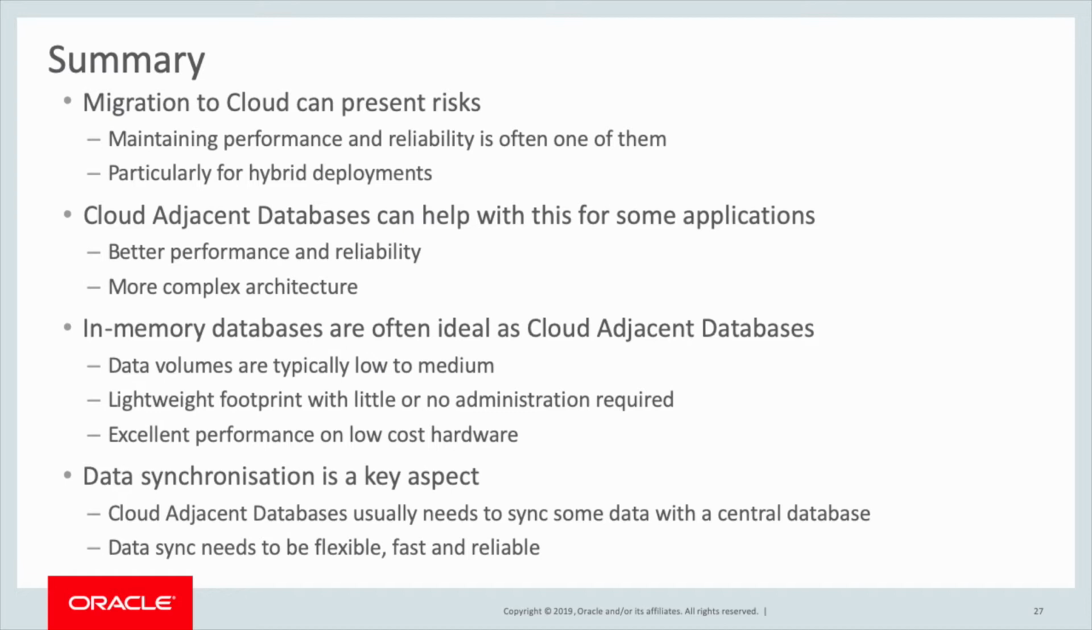Okay. If you're going to go down that route, probably you should certainly think about an in-memory database as the cloud-adjacent database. They're usually a good fit. I mean, typically you're not caching the entire back-end database. You're caching the data for a specific application or subset of an application. So the data volumes are typically pretty manageable, maybe hundreds of gigabytes perhaps, rather than tens of terabytes, but it does depend on the application. Most in-memory databases tend to have lightweight footprints, apart from the memory requirement, and a low overhead, and they give good performance.